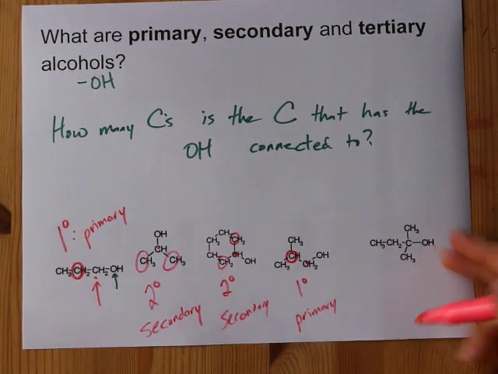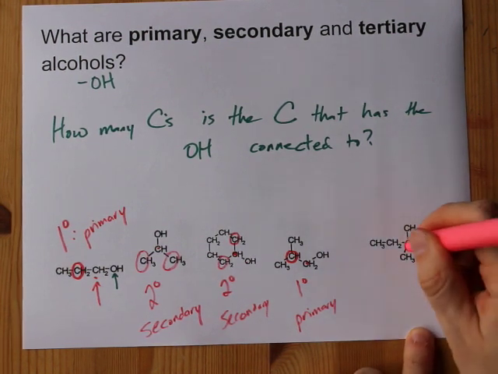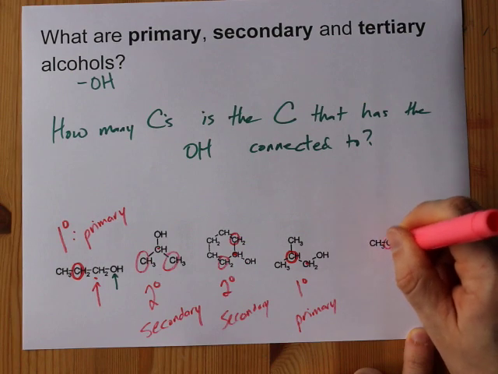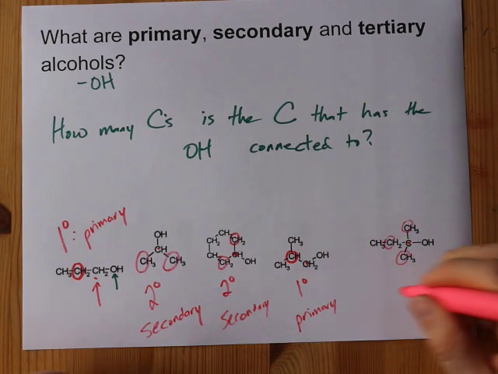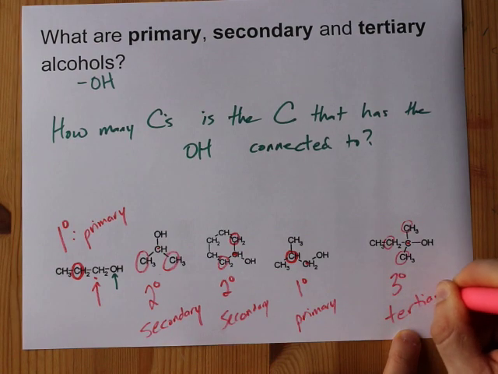And lastly, you could probably guess what this last one's going to be. Here's an OH connected to that C, which itself is connected to 1, 2, 3 other C's. Finally, we have a tertiary alcohol.